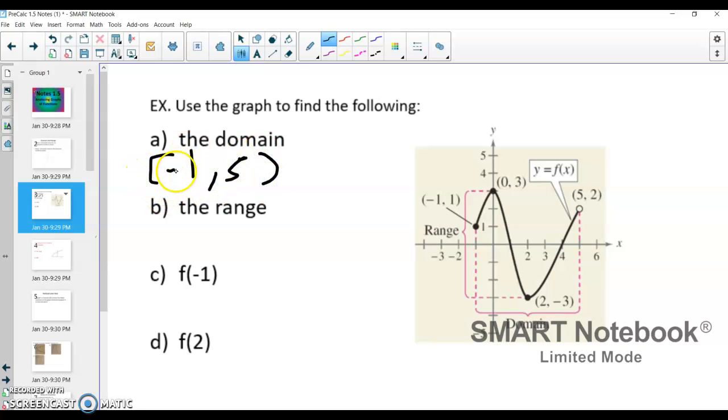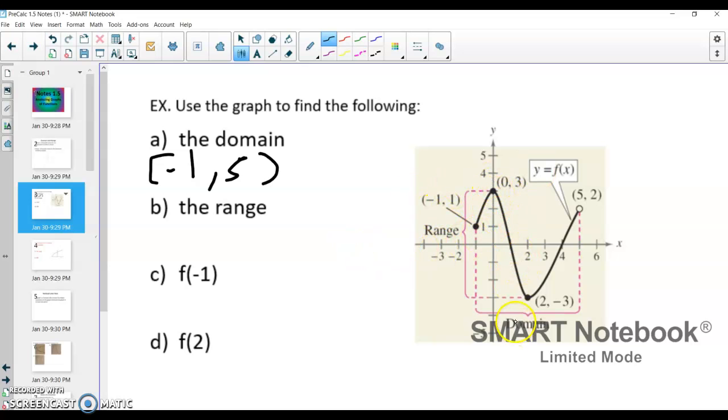And I'm purposely using a bracket here for -1 because that's a whole point. That point is right there. And I'm using a parentheses for the 5 because that's an open dot. That's a closed dot, so that's the bracket. That's an open dot, and so that's got the parenthesis. And all those points in between there make up my domain.